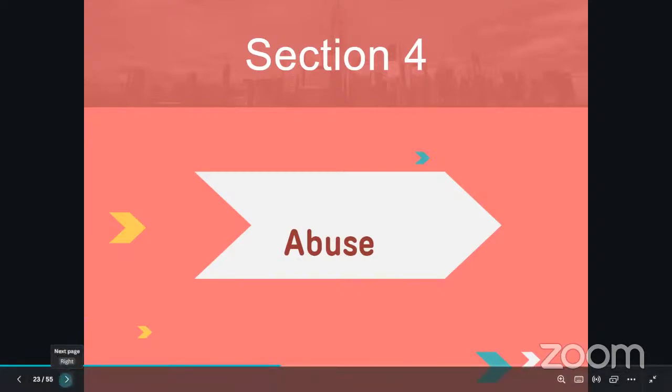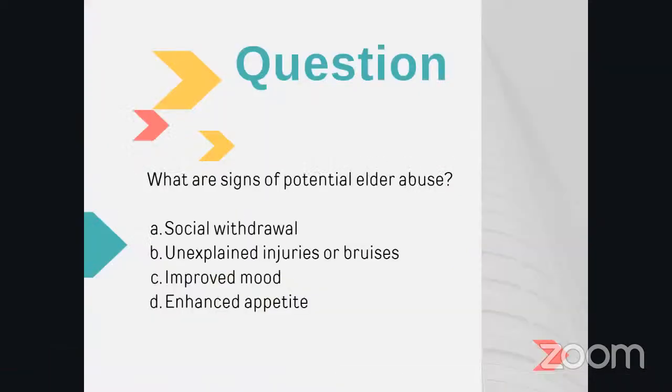Let's talk about some questions that have to deal with patient abuse. What are signs of potential elder abuse? Social withdrawal, unexplained injuries or bruises, improved mood, or enhanced appetite. What would make you be concerned about potential elder abuse? Social withdrawal, unexplained injuries, improved mood, or enhanced appetite.